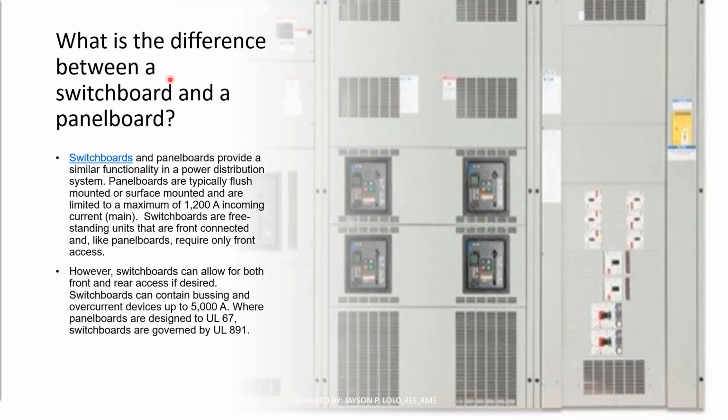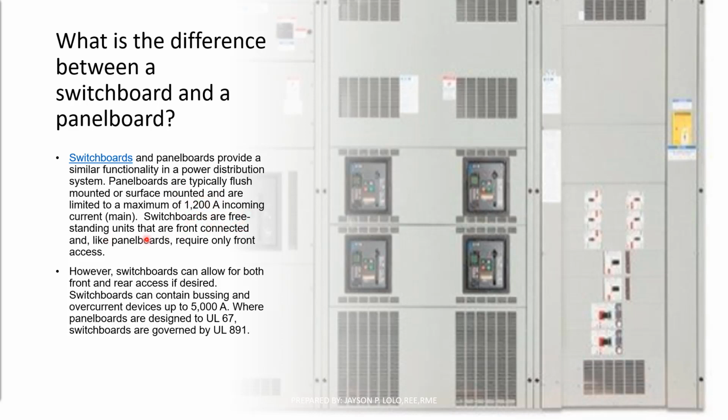Now, what is the difference between a switchboard and a panel board? Switchboards and panel boards provide similar functionality in a power distribution system. But remember that panel boards are typically flush mounted or surface mounted, meaning they can be embedded in the wall or installed on it, and are limited to a maximum of 1,200 amperes incoming current. This is just a limitation of the panel board.